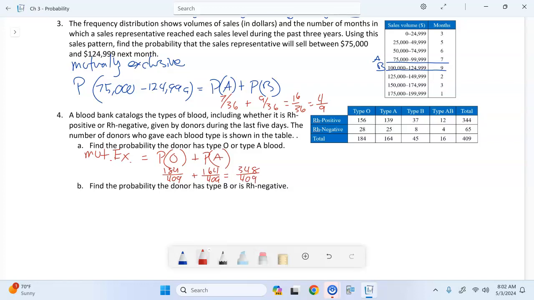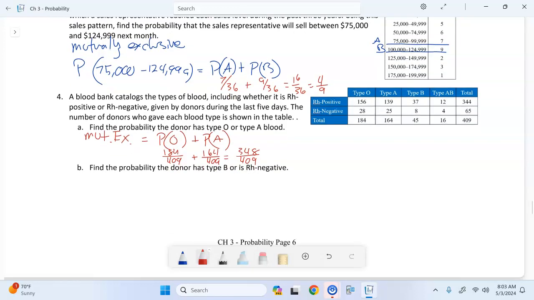The probability that a donor has type B blood or is Rh negative. They're not mutually exclusive. You could be both.